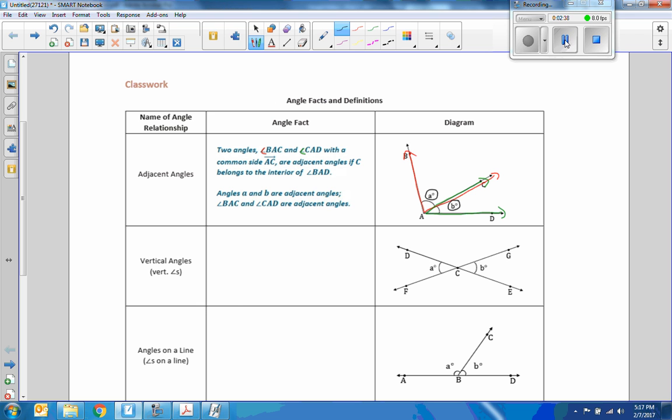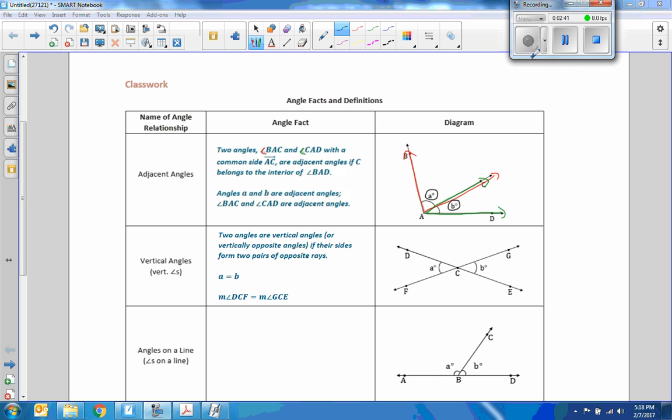Okay, so the next one is vertical angles. Two angles are vertical angles or vertically opposite angles if their sides form two pairs of opposite rays. There's a lot of terminology here. For instance, let's say A equals B. This is angle A, and they're saying it's congruent to angle B. I don't like the equal sign here. I would prefer a squiggly line over top. That means A is congruent to B. If they were equal, they'd be in the same location, and they are not equal.